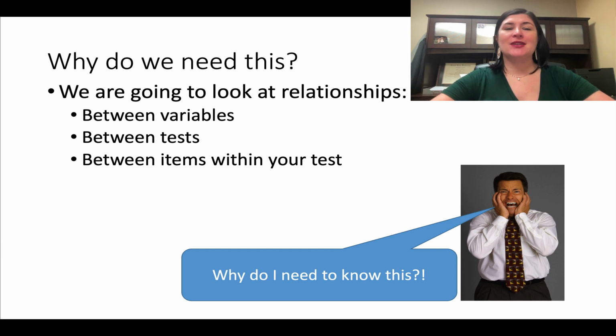So you may be asking yourself, why do I need to know this? Well, it's important because we are going to look at relationships between variables, whether they have a substance disorder and how many negative withdrawal experiences they have. We're also looking at relationships between tests, so maybe we're looking at the AUDIT compared to the SASE. We're also going to be looking at relationships between items within your test, so different questions between those.